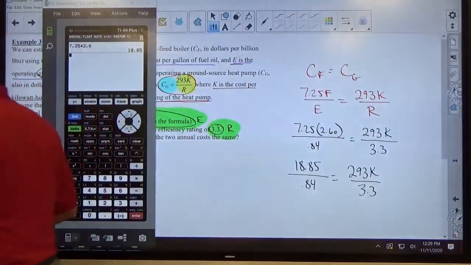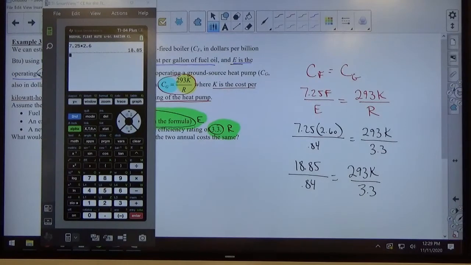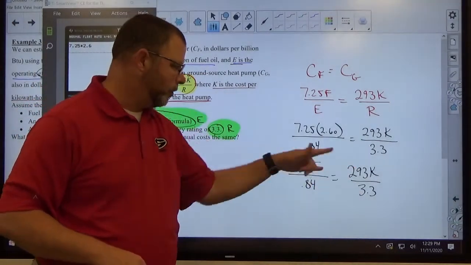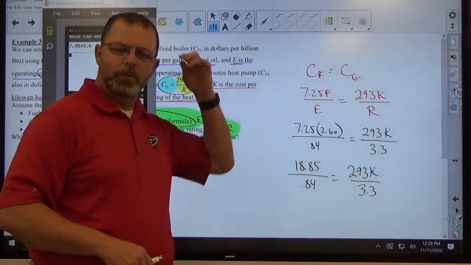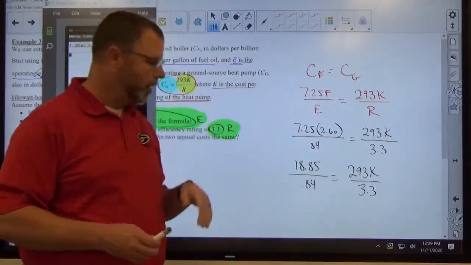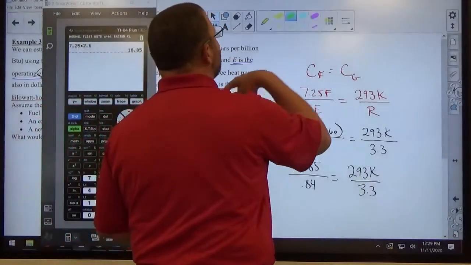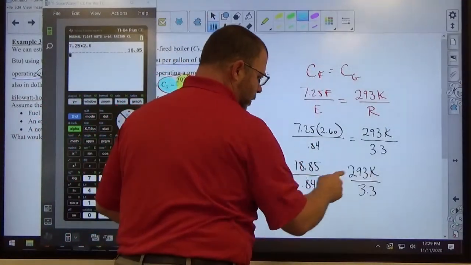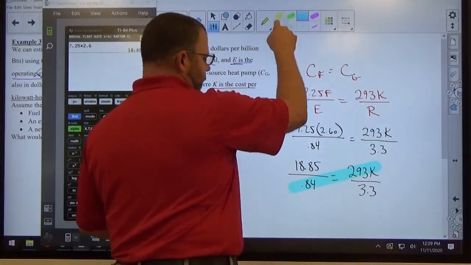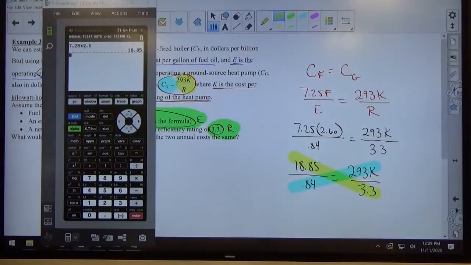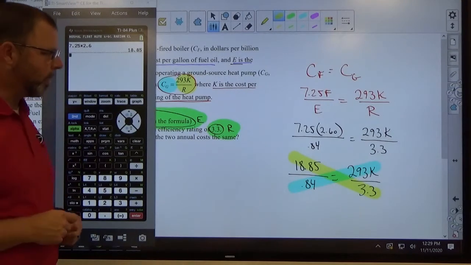Now, notice this is another technique for solving an equation having fractions in it. At this point, notice the fraction over there, 293K over 3.3, so the coefficient is a fraction. I can reciprocate, right? Multiply both sides by the reciprocal. That's a technique. Here's another technique that you've already learned this year in this class, and that's called cross multiplication. This product should equal that product, right? When two fractions are equal, you cross multiply. That is a legal process.